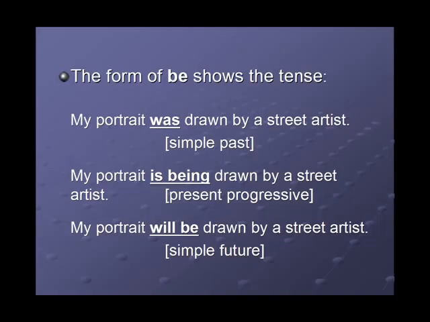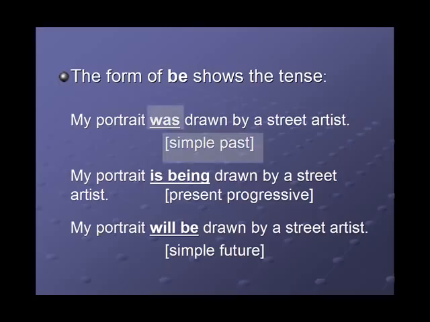It's the form of be that shows us the tense. Look at these 3 sentences. Let me read them to you first. My portrait was drawn by a street artist. My portrait is being drawn by a street artist. My portrait will be drawn by a street artist. The sentences are the same, but the form of be changes. It's the form of be that shows us the verb tense.